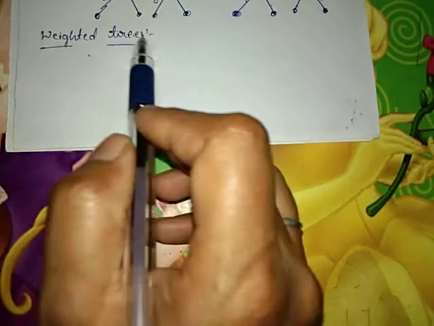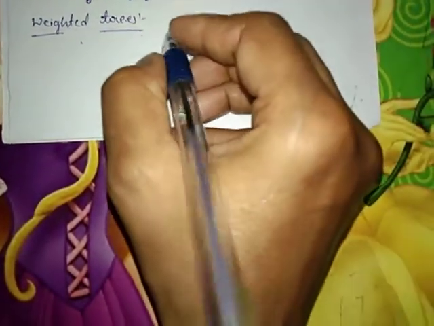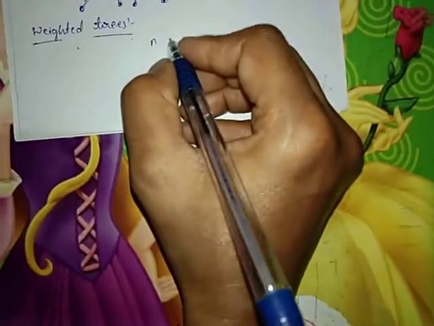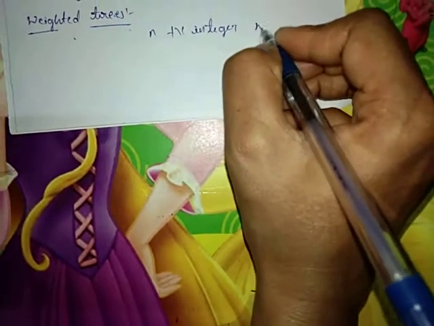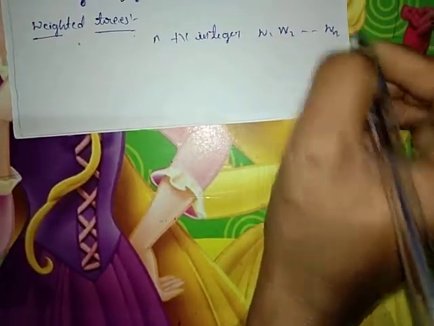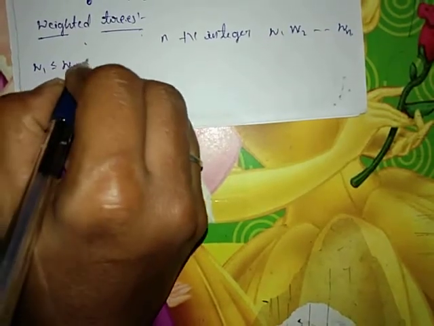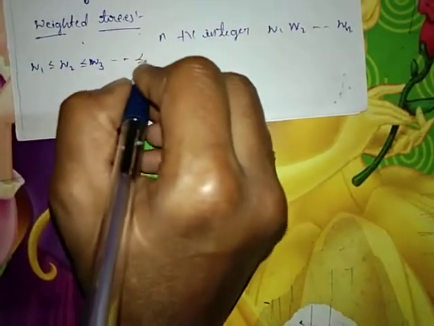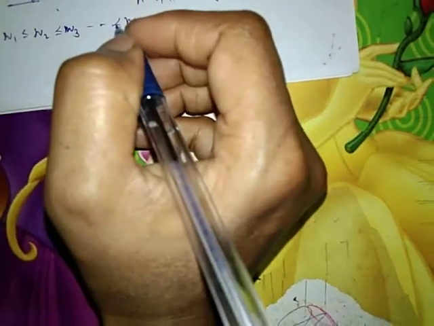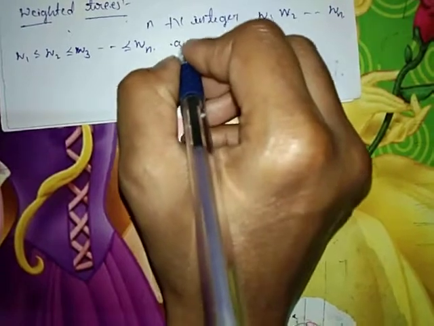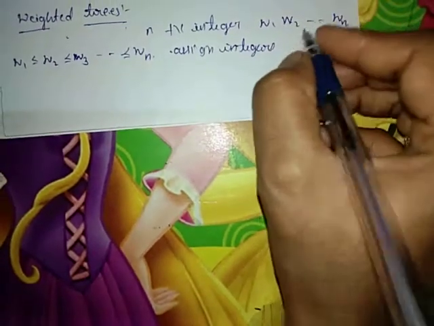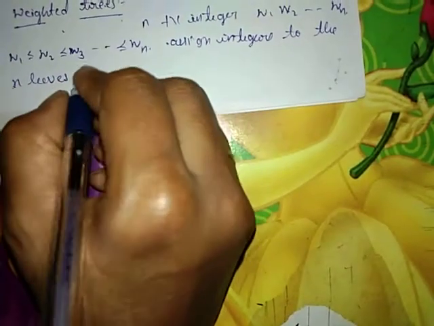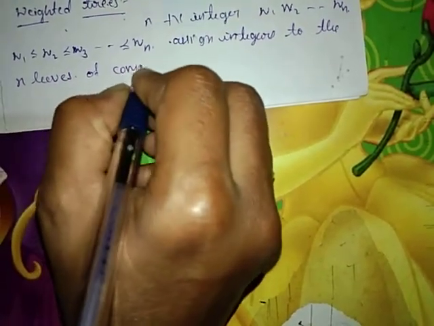So the next topic is weighted trees. Weighted trees means consider a set of n positive integers. Those will be taken as w1, w2, and so on, wn, where w1 is less than or equal to w2, w2 is less than or equal to w3, and so on, less than or equal to wn. Suppose we assign integers to the n leaves of a complete binary tree, T.